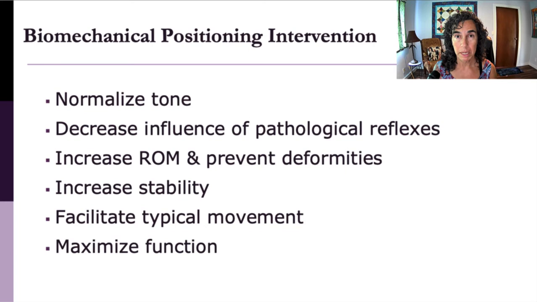We also want to work on increasing range of motion and preventing deformities. So sometimes a child, especially if they have some pretty serious musculoskeletal issues, we can't maintain an increased range of motion. So what we're going to work on is preventing deformity. So preventing contractures, preventing increased contractures if they're already present. We also want to increase stability, facilitate typical movement, and to maximize function.